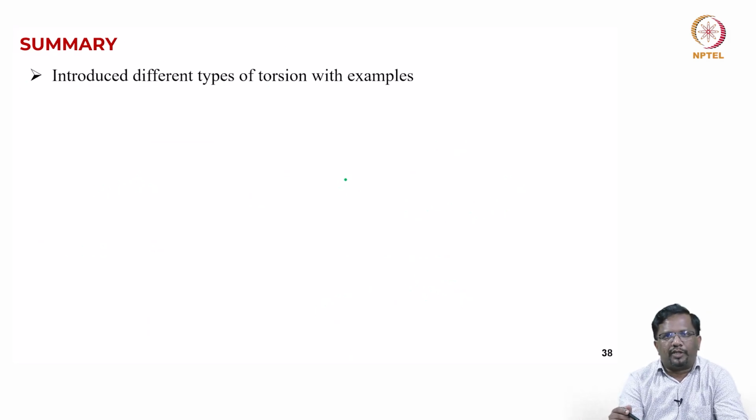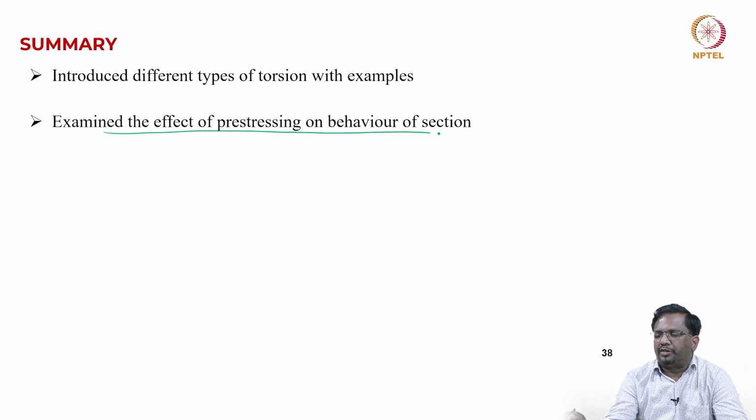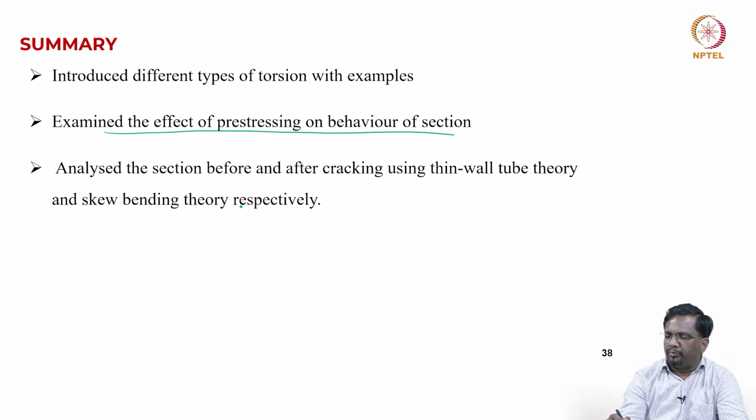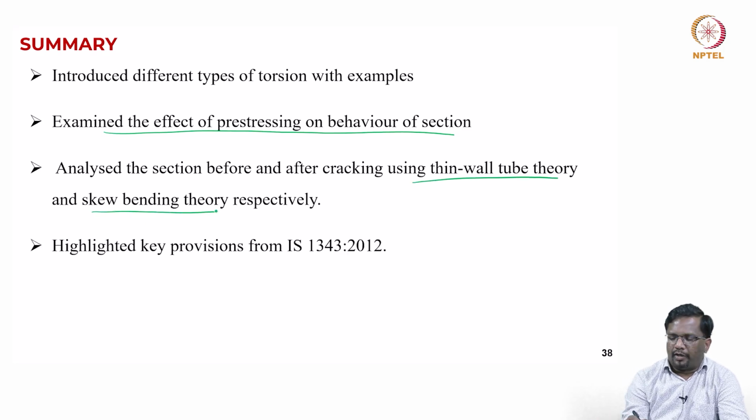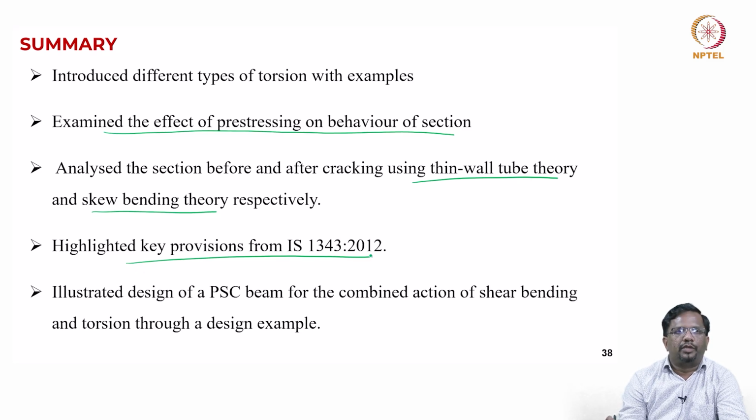We have discussed the different types of torsion, that is equilibrium torsion and compatibility torsion. We examined the effect of pre-stressing. We have seen that pre-stressing increases the cracking torsional moment, but the ultimate strength of similar sections is not greatly affected. So pre-stressing definitely helps in increasing the cracking torsional moment. We analyzed the section before and after cracking using thin wall tube theory and skew bending theory, we highlighted the key provisions from IS 1343, and we illustrated the design for a pre-stressed concrete beam under combined action of shear, bending and torsion through a design example.